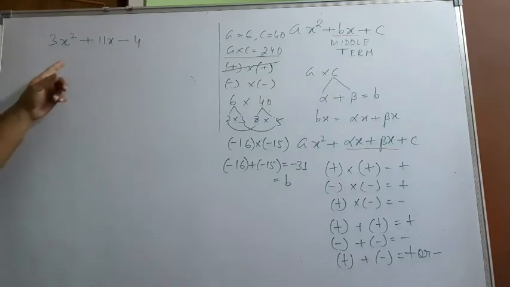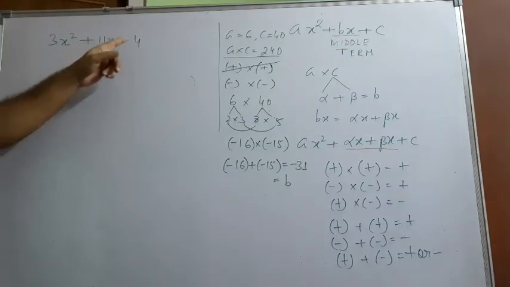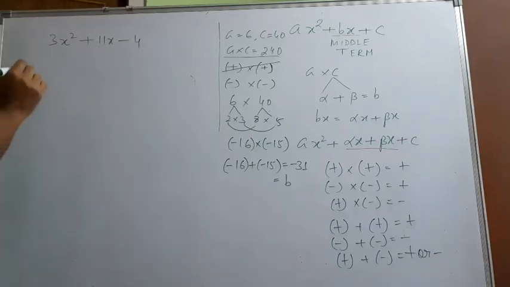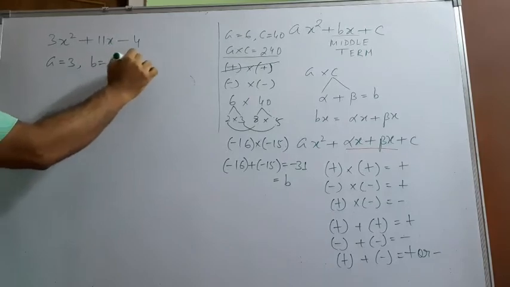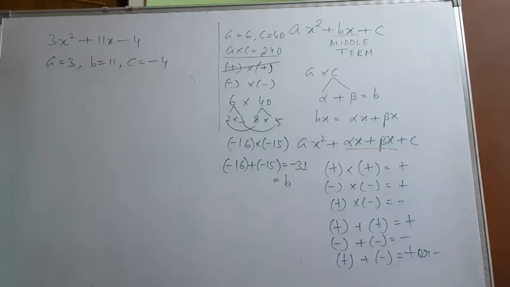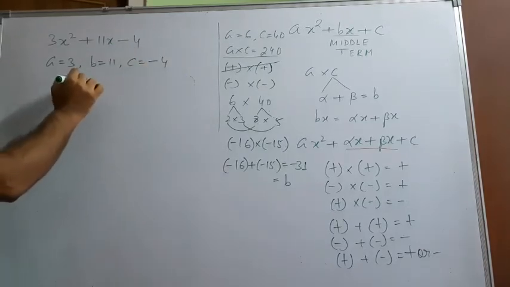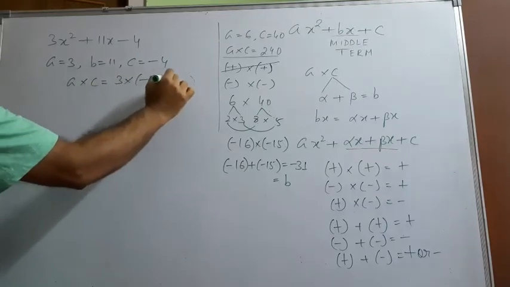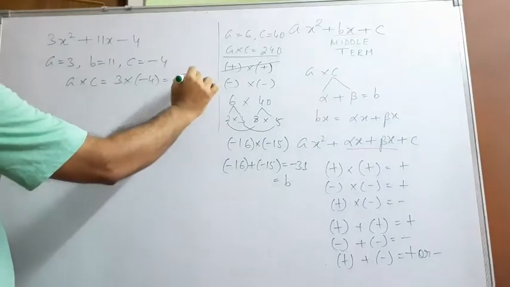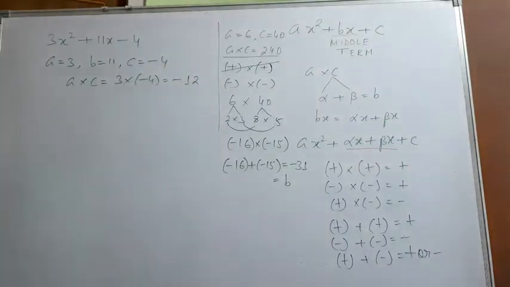My next example is 3x squared plus 11x minus 4. Here, what is A? 3. B is 11. C is minus 4. So one thing you have to observe is that when you multiply A and C, a positive and a negative number, the answer is negative. So you have to factorize minus 12.